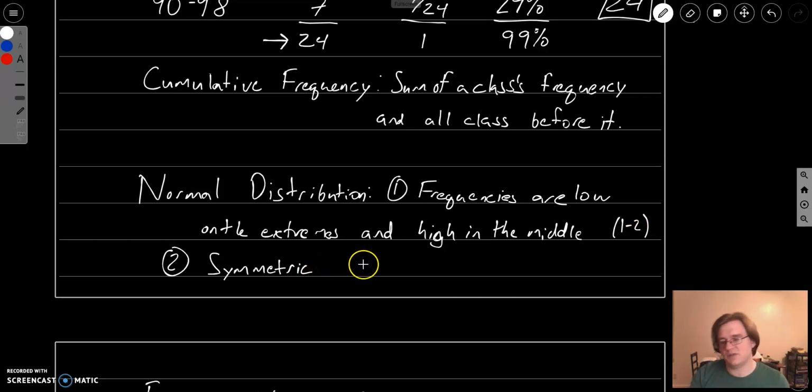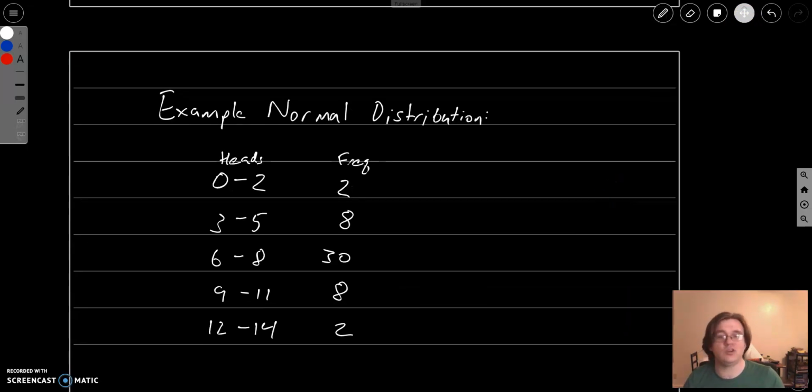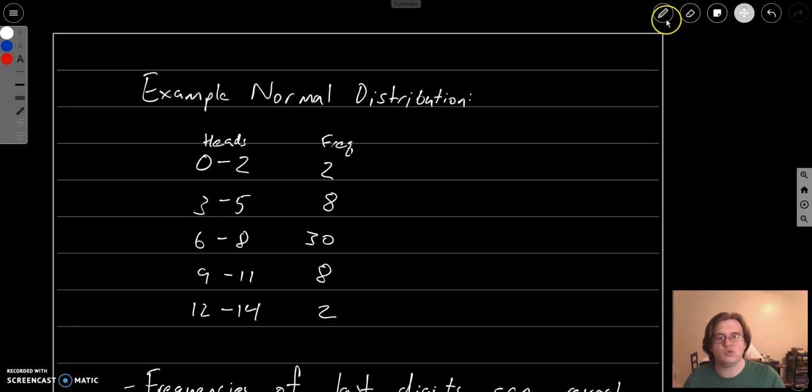The highest frequency should be about equal to the lowest frequency, and so on and so forth into the middle. To give just a brief example of something that would be very normally distributed, say we're going to flip some coins. Here we'll flip a coin 14 times, and we record how many heads we see. And we'll repeat this a bunch.